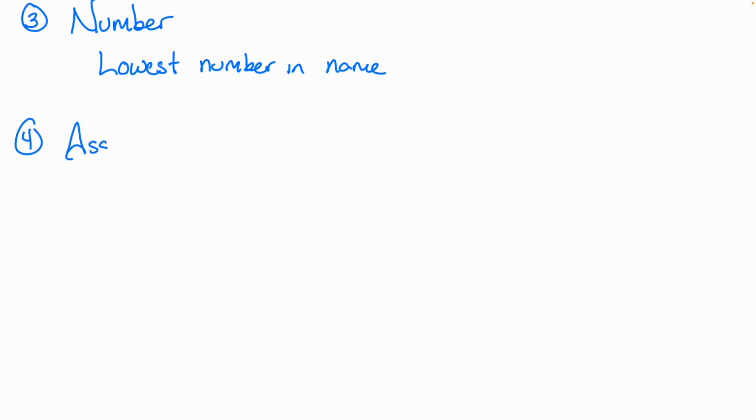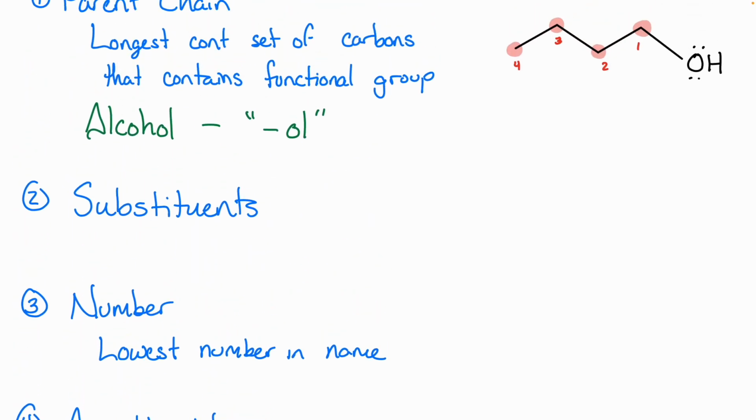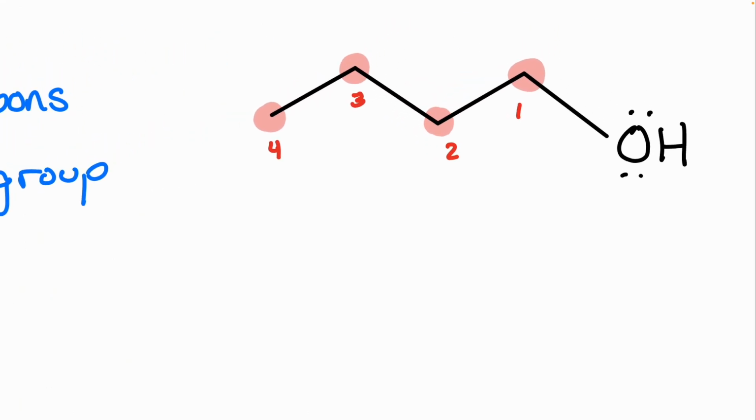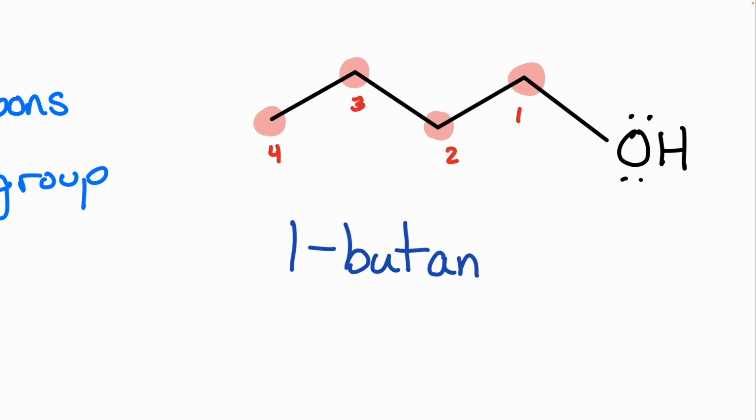Okay, so then we need to assemble our name. And just like always, we're going to have our locant. Let's just do an example here. So this thing here, if we put it all together, this would be 1-butanol, because that OH group is on carbon 1, but because there's 4 carbons, and the ol ending.